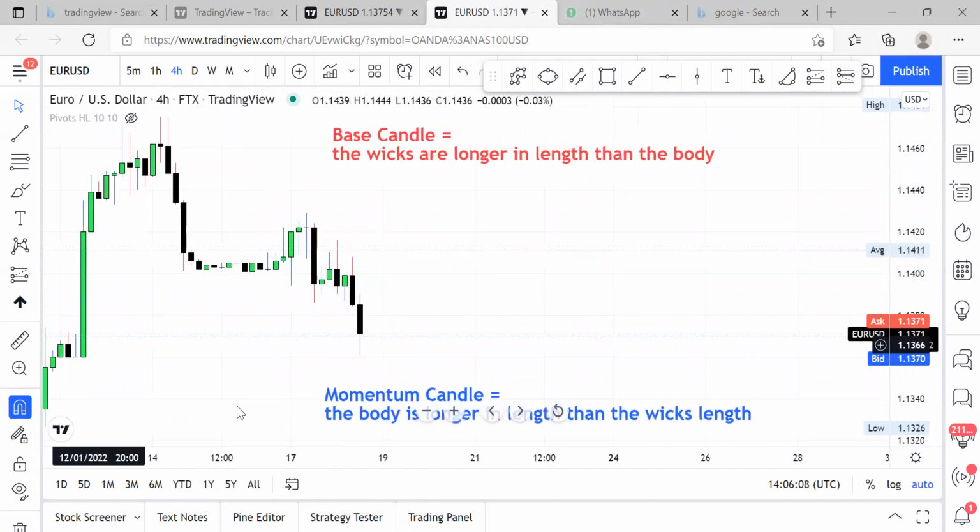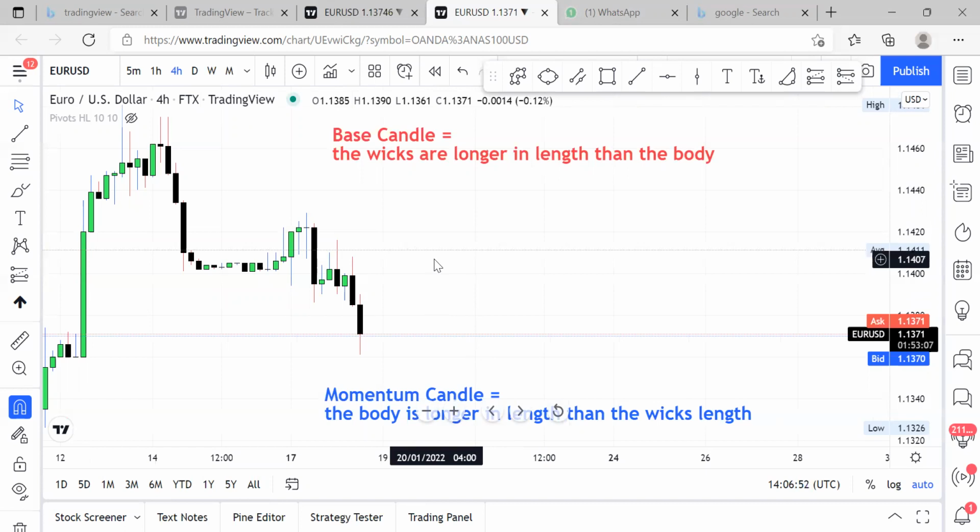So first of all, let's try and figure out what these are. We've got a base candle. The wicks are longer in length than the body. Even though we do know the names of these candles, at this moment this is irrelevant. So the overall wicks are longer than the body, so this is a base candle. Here, this could also be a base candle because the total of the wicks would be longer than the body itself. So those are base candles. Base candles tell you when the market is going from one direction to some exhaustion.